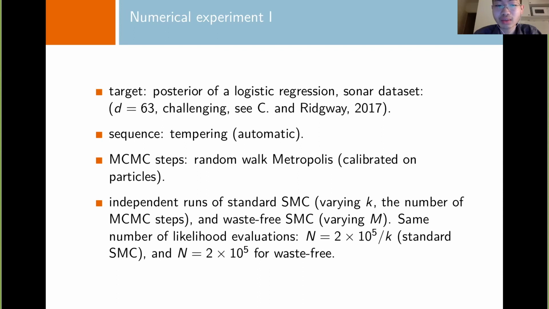So the experiment that we ran is that we made multiple independent runs of standard SMC and waste-free SMC. We try to keep the computational cost the same between the two algorithms so that we would have a fair comparison. And so the two algorithms have approximately the same running time with N equal to 2 times 10 to the power 5 divided by k for the standard SMC and 2 times 10 to the power 5 for the waste-free version.